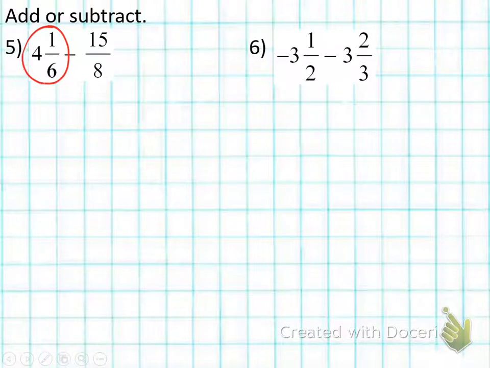So 6 times 4 is? 24. 24 plus 1 is? Good. So we have 25 over 6. That's your first improper fraction. Okay? Then we have a minus sign, 15/8. That's improper. We don't have to worry about that.